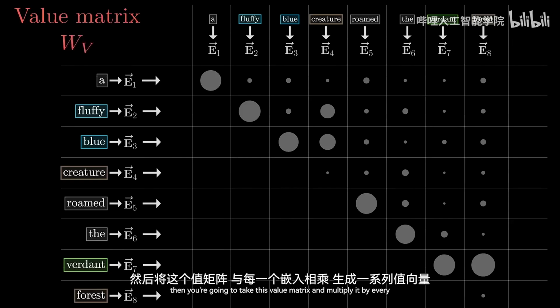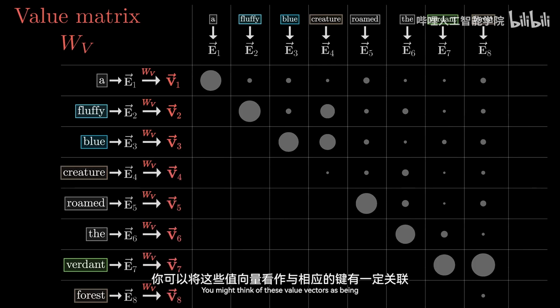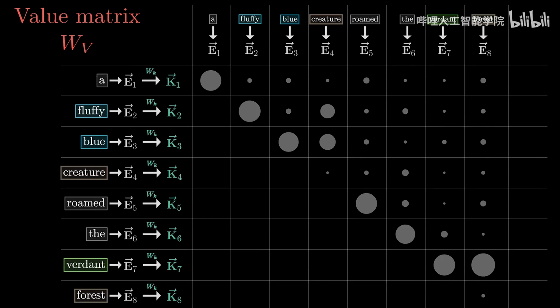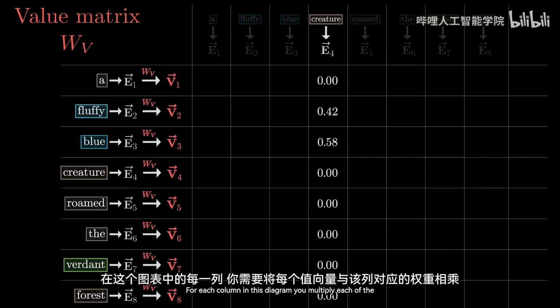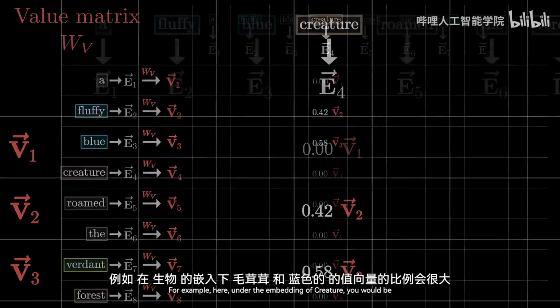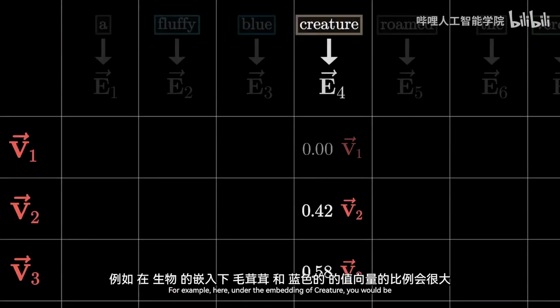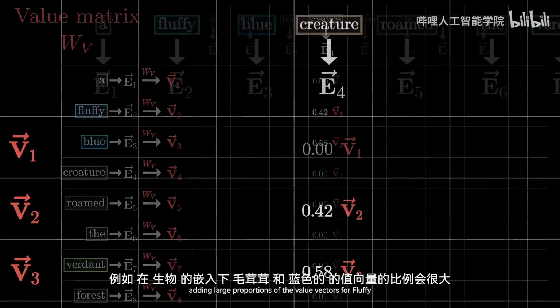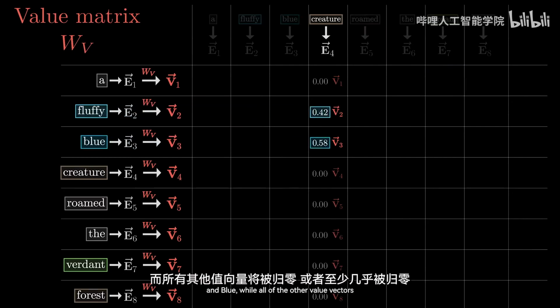Then you're going to take this value matrix and multiply it by every one of those embeddings to produce a sequence of value vectors. You might think of these value vectors as being kind of associated with the corresponding keys. For each column in this diagram, you multiply each of the value vectors by the corresponding weight in that column. For example, here, under the embedding of creature, you would be adding large proportions of the value vectors for fluffy and blue, while all of the other value vectors get zeroed out, or at least nearly zeroed out.